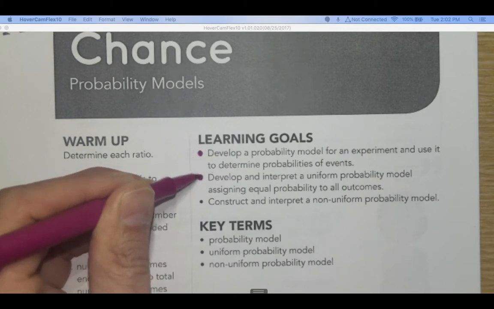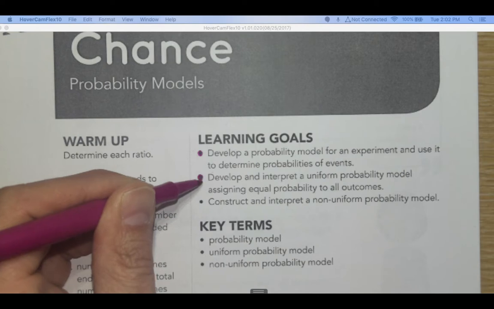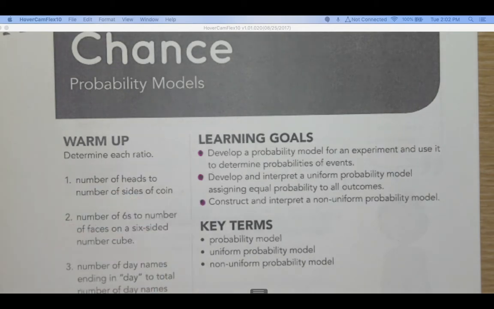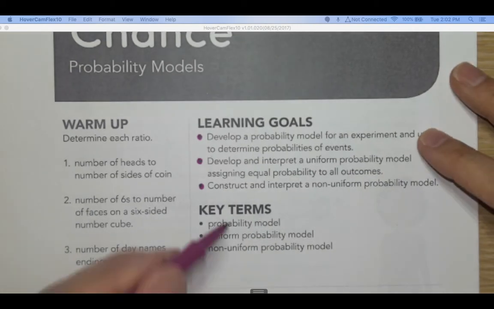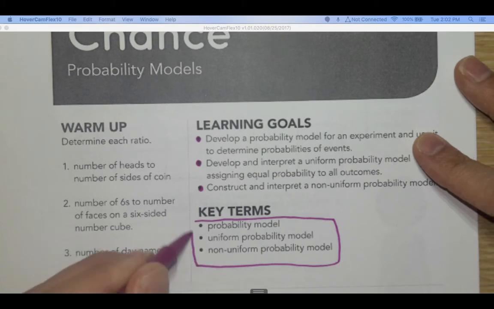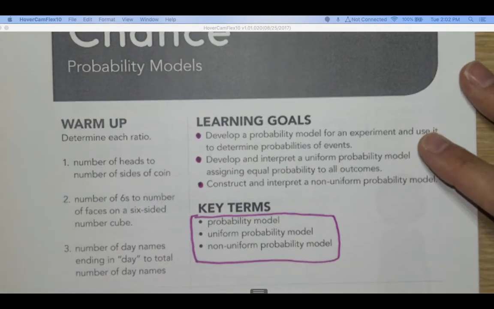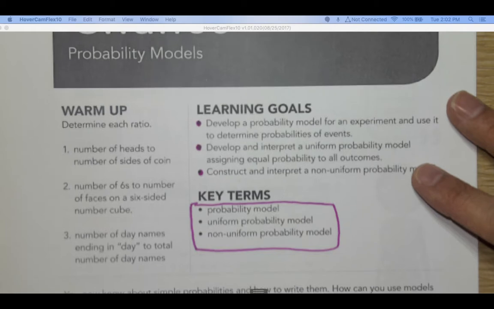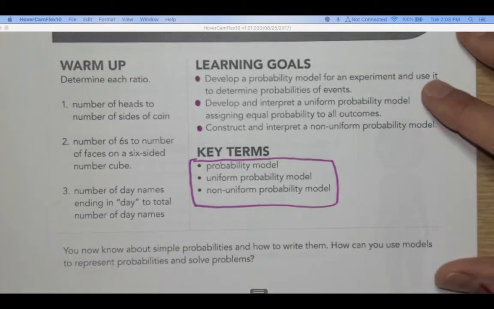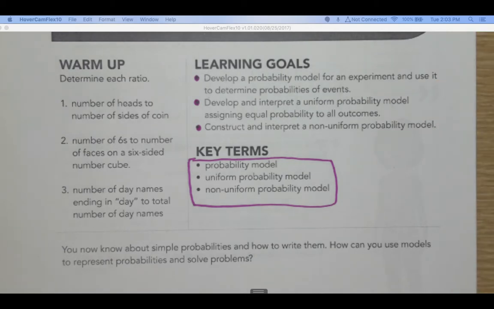Develop and interpret a uniform probability model, assigning equal probability to all outcomes. Construct and interpret a non-uniform probability model. Our key terms here: probability model, uniform probability model, and non-uniform probability model. You now know about simple probabilities and how to write them. How can you use models to represent probabilities and solve problems?